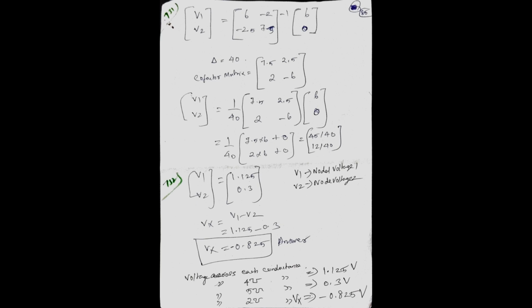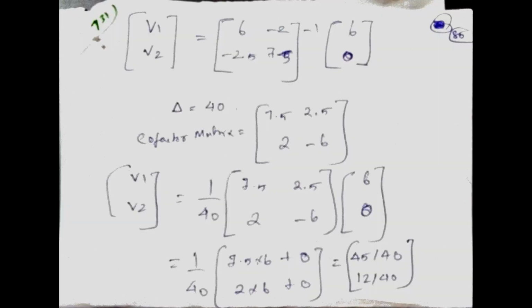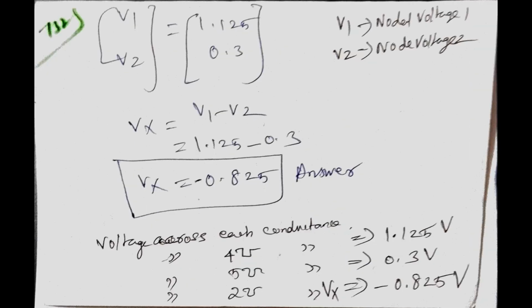Vx is minus 0.825. Voltage across each conductance: Vx is the voltage across the 2 mho resistance. The voltage across the 4 mho resistance, V1, is 1.125. The voltage across the 5 mho conductance, that is nodal voltage V2, is 0.3 volt. That is the answer. I split the pages for clarity. Kindly notice the answer we obtain for Vx. Vx is the voltage across the 2 mho conductance. That is a very important point.